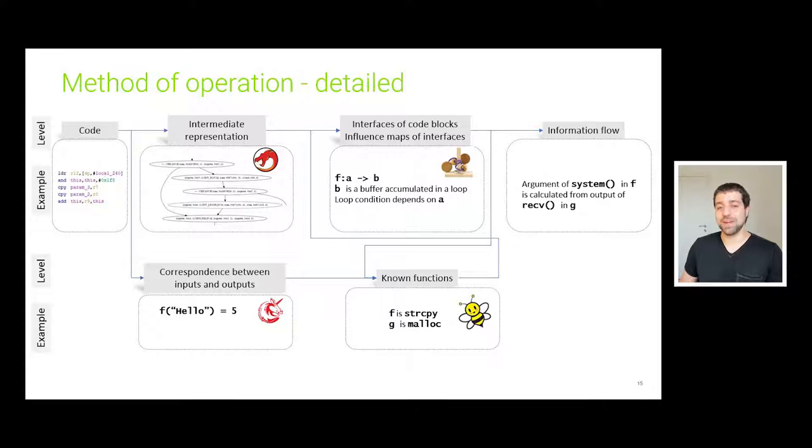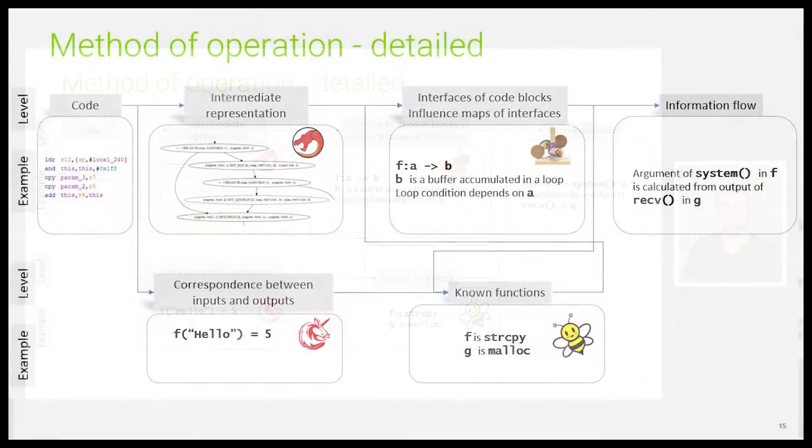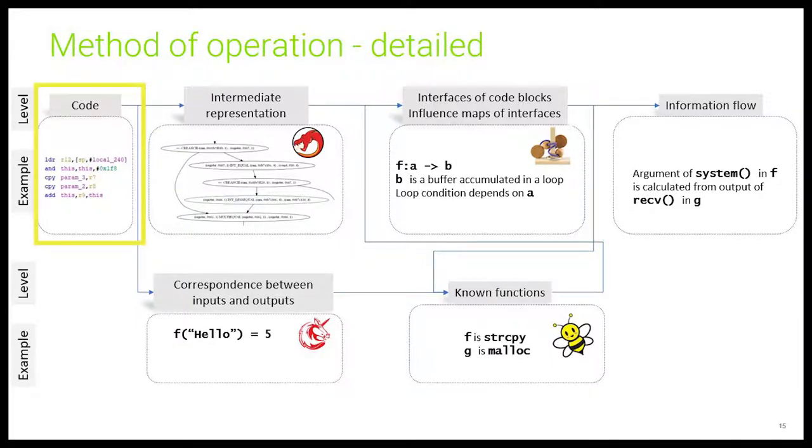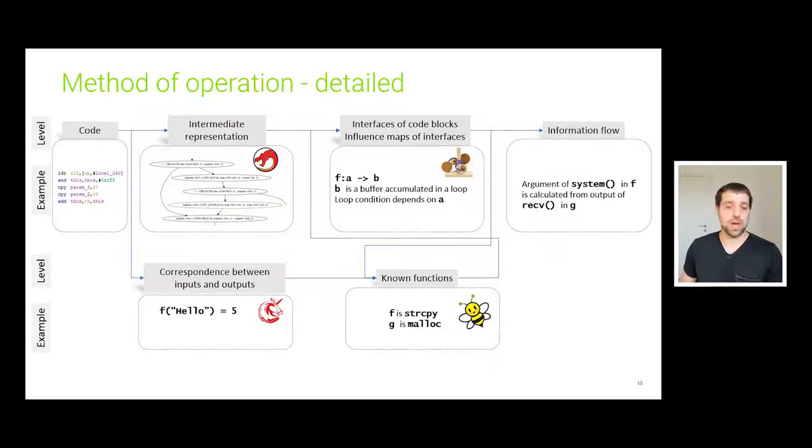Okay, so now this is the detailed method of operation, and I'm going to explain each part here. So first of all, the input to the system is just a binary. We don't rely on source code. We don't have any prerequisites from the binary. It just needs to be a binary, and we have to know the architecture, but actually we also have auto detection for that. But let's start from the scenario that we already have the binary disassembled.